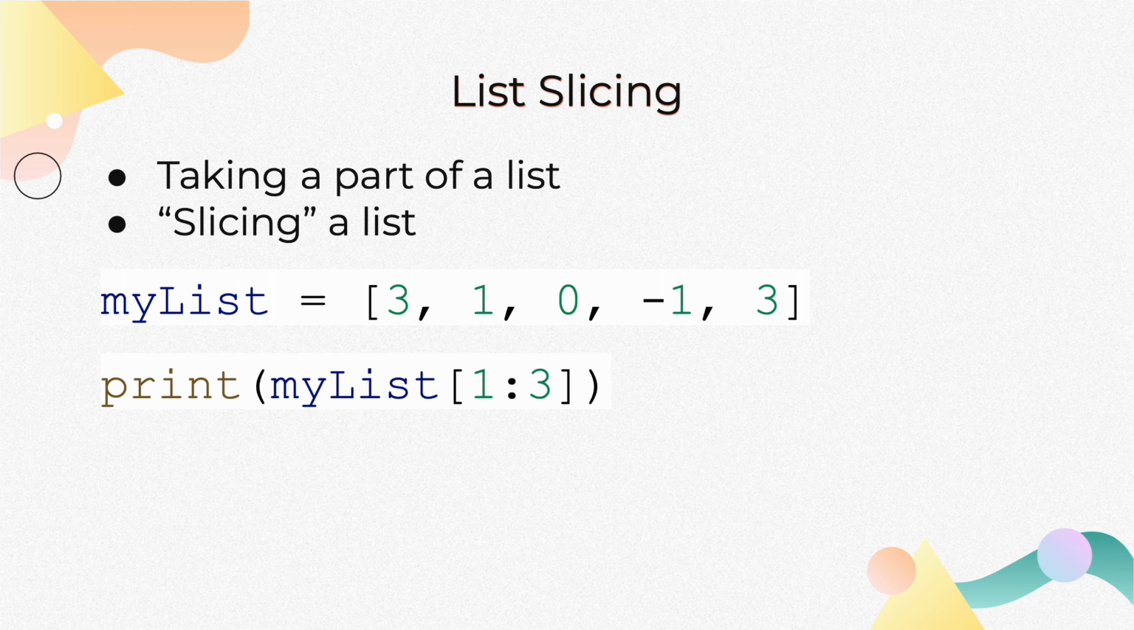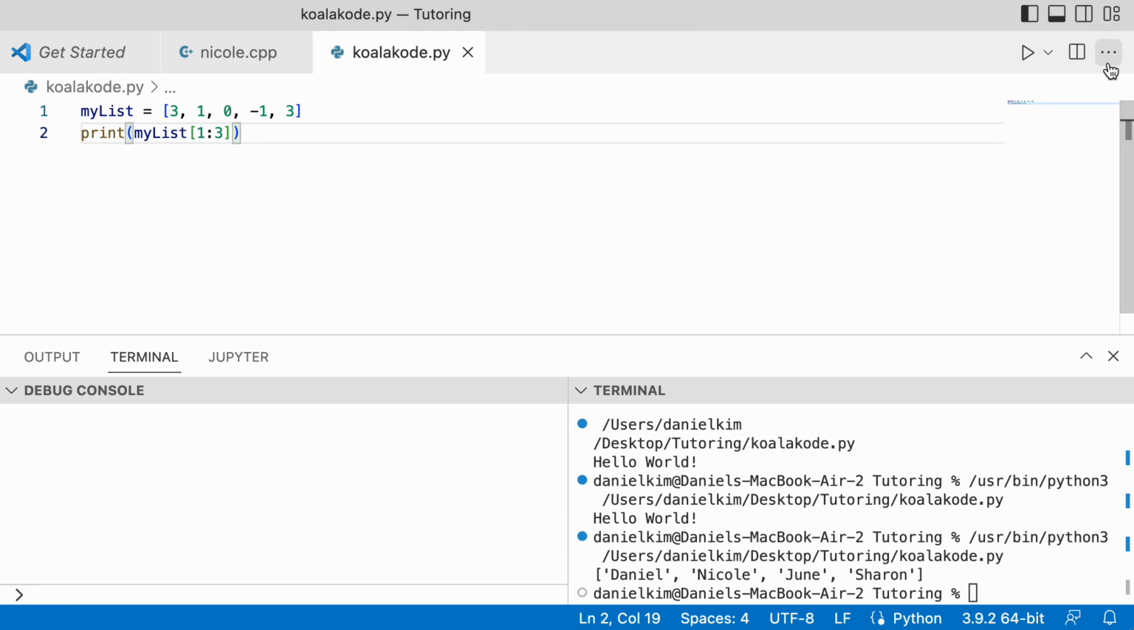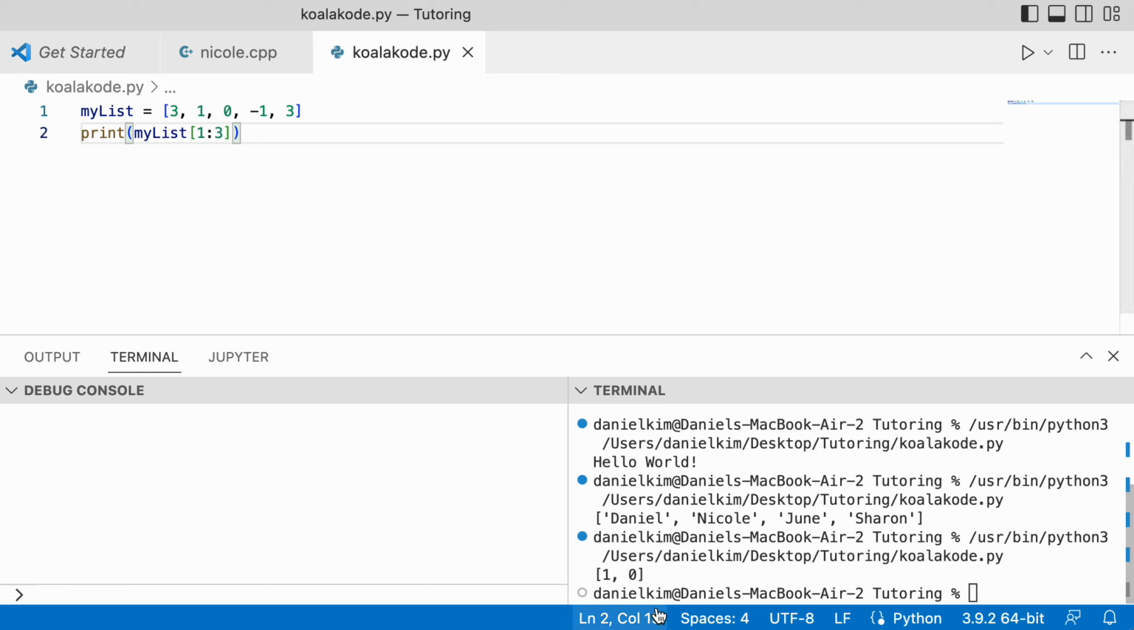But what if we want to take a certain part of a list? We can use something called list slicing in Python. This is basically the same thing as slicing. Think about what the following code will do. If we run this code, what we're going to get is 1 and 0. Do you see any pattern? Pause the video here to find out.